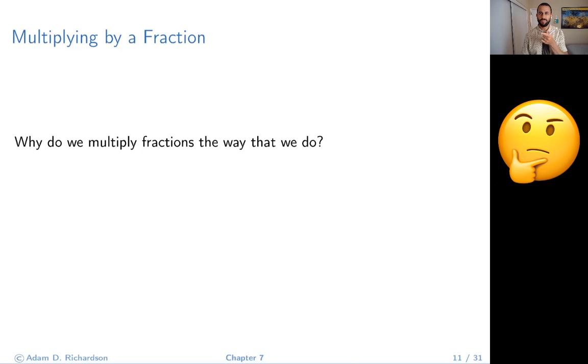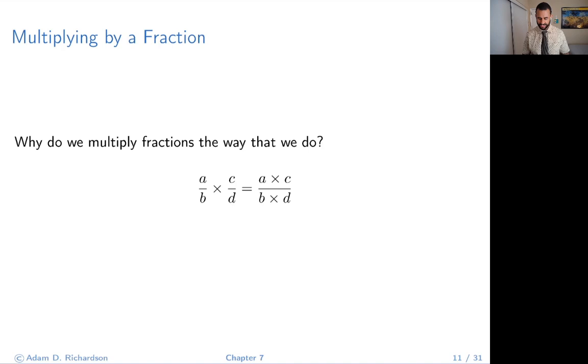Think about that for a minute. Why is that? In particular, this is how we multiply fractions. A over B times C over D is just A times C over B times D. And the question is why? Like, why do we actually work it out that way? Why don't we have to do any sort of crazy manipulation, right?